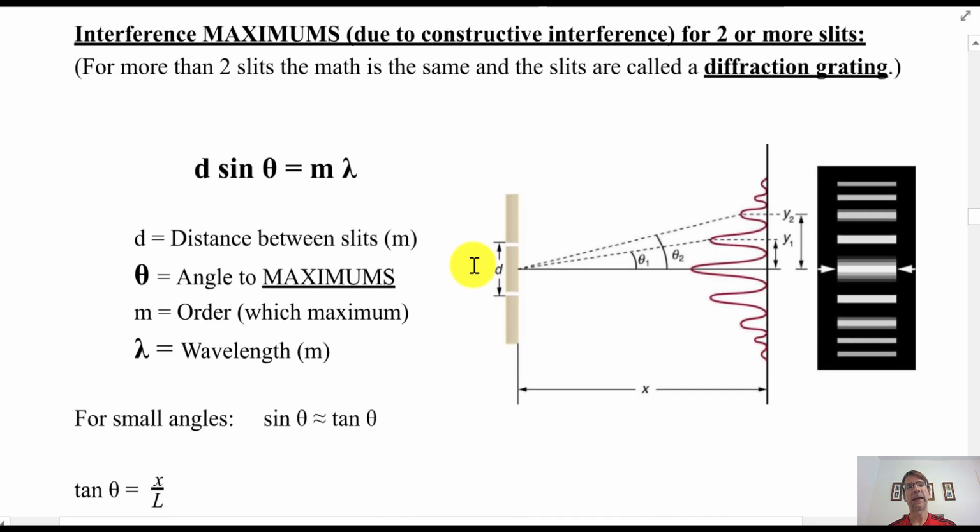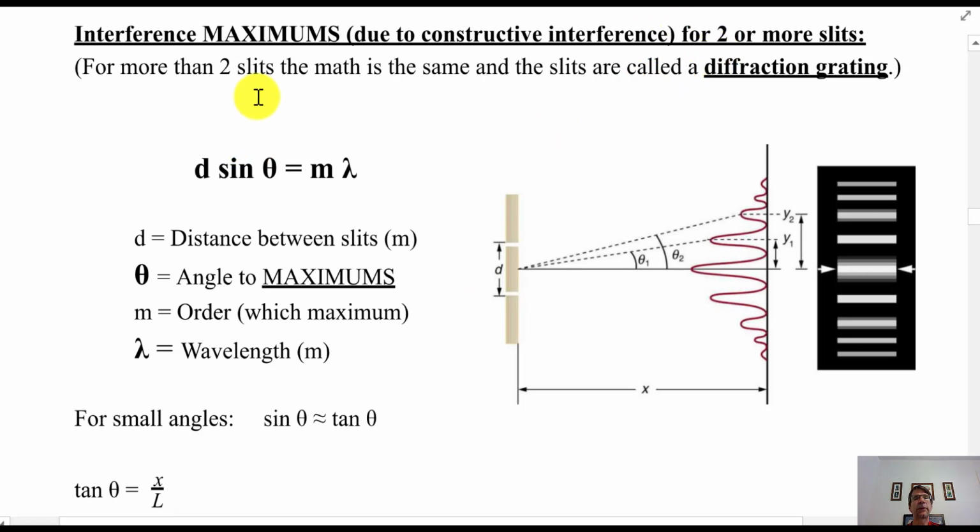All right, so here's the math. So the question is, well, first of all, what is the math, and how are we going to draw these on a piece of paper? All right, so everything I just showed you are what are called interference maximums, constructive interference for 2 or more slits. We're talking about 2 or more slits.